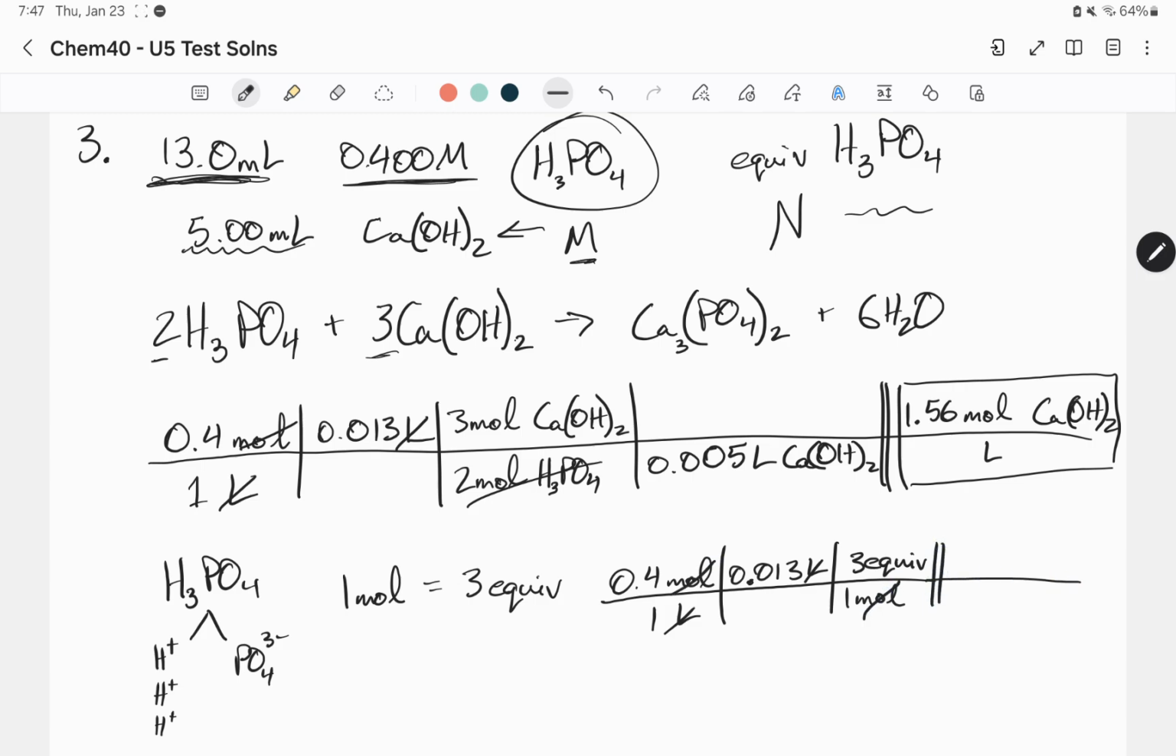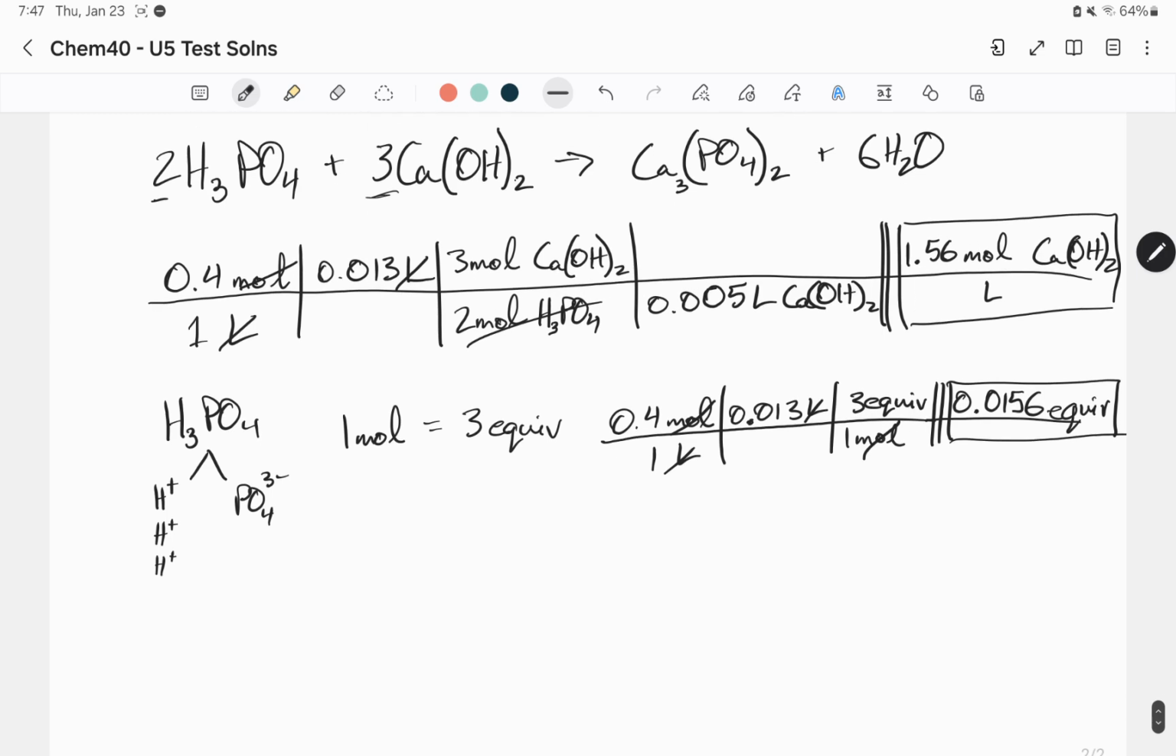Okay, so moles are done. This is going to leave us with equivalents. So 0.4 times 0.013 times 3, and we get 0.0156. You could put that in scientific notation as well if you like. Okay, but that is our number of equivalents of phosphoric acid.